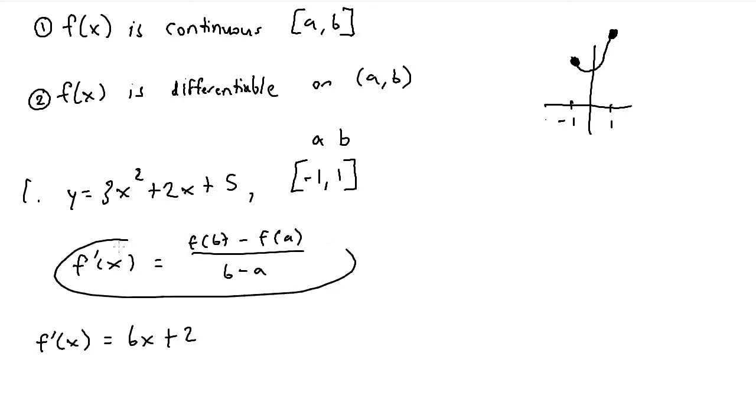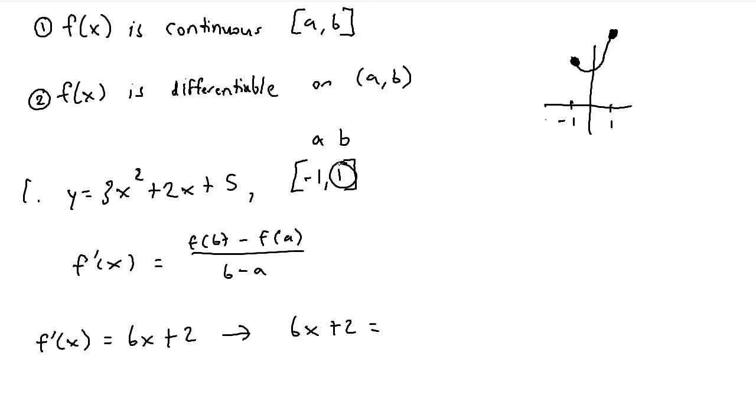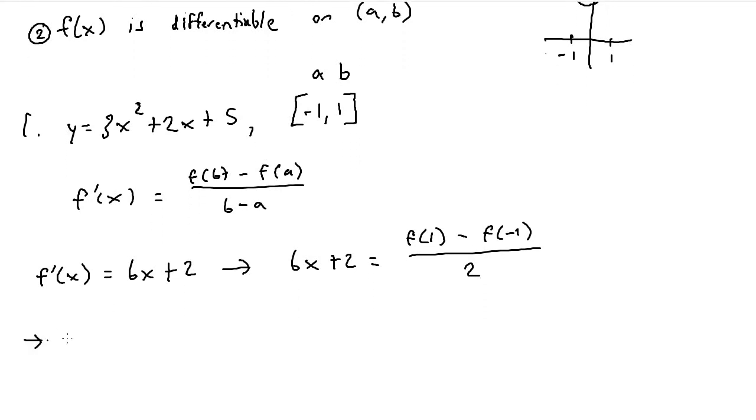So now we can use this formula and say that 6x plus 2, or f prime of x, is going to be equal to f of b, and remember our b value is 1, so f of 1 minus f of a, and our a value is -1, so f of 1 minus f of -1 all over b minus a, so 1 minus -1, which is just going to end up being 1 plus 1, which is 2. So once again, 6x plus 2 on the left side of the equation.